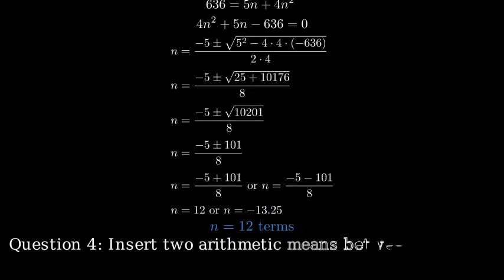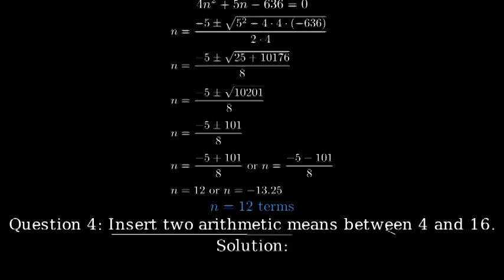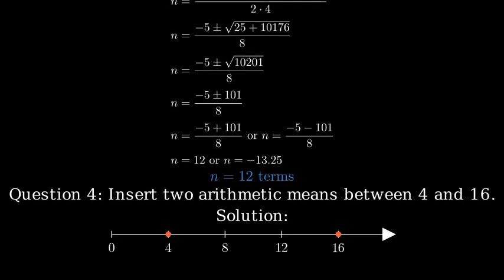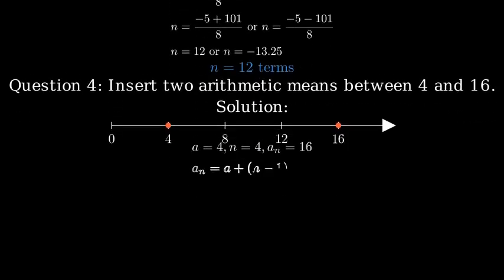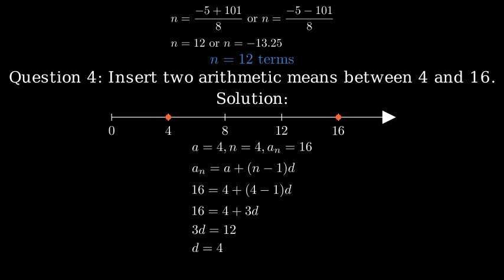Question 4. Insert two arithmetic means between 4 and 16. We need to create an arithmetic progression with 4 as the first term, 16 as the last term, and 2 numbers in between. So we have a total of 4 terms. Let's find the common difference first. We know that a equals 4, n equals 4, and a sub n equals 16. Using the formula a sub n equals a plus n minus 1 times d, 16 equals 4 plus 4 minus 1 times d. 16 equals 4 plus 3d. 3d equals 12, d equals 4.